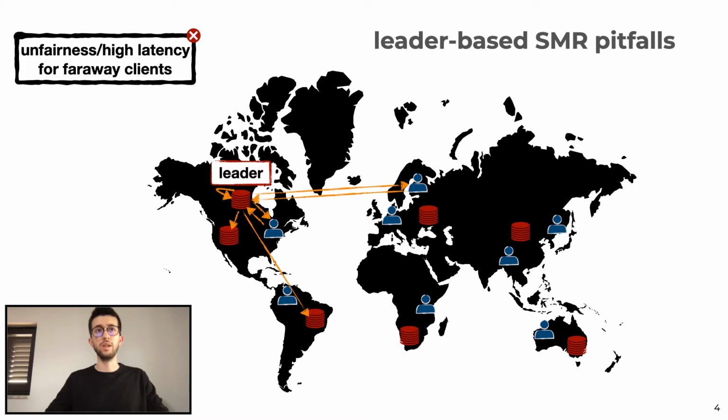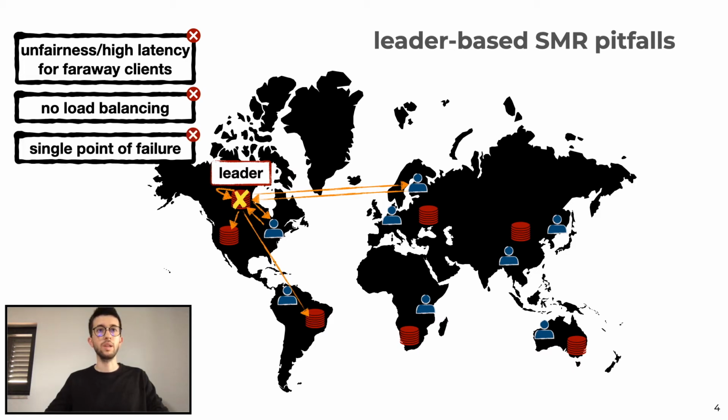Moreover, the leader replica is doing most of the work and can, with enough load, become a bottleneck, so there's no load balancing. And finally, the leader replica is a single point of failure, since if it goes down, the system cannot serve requests until a new replica is elected as the leader.